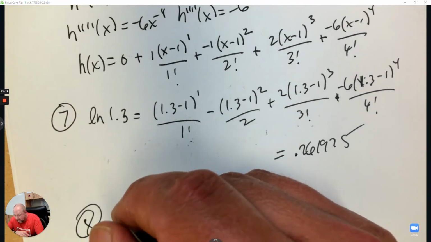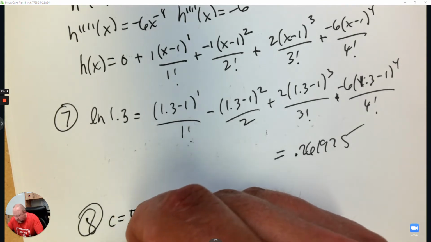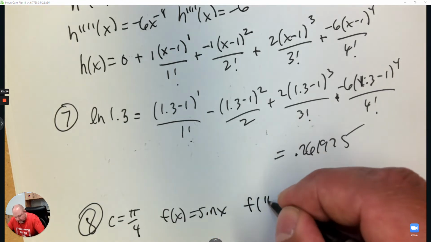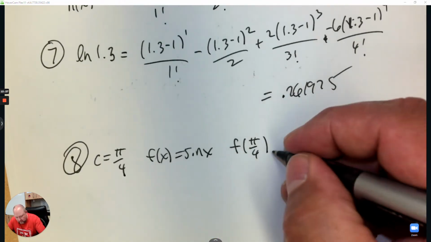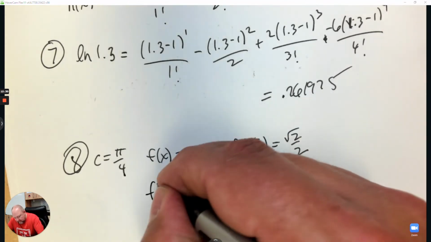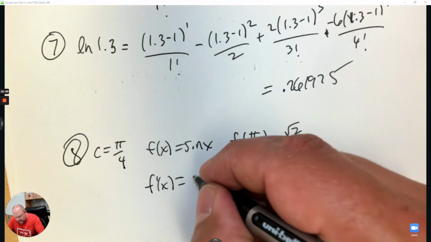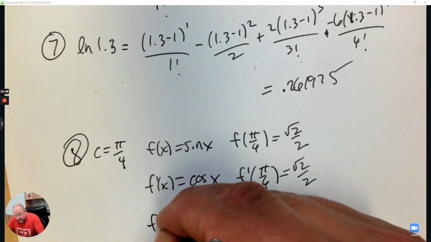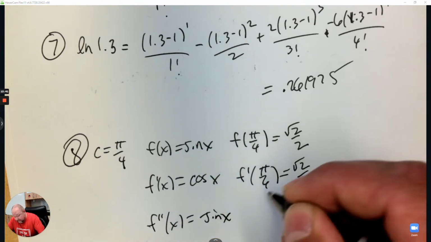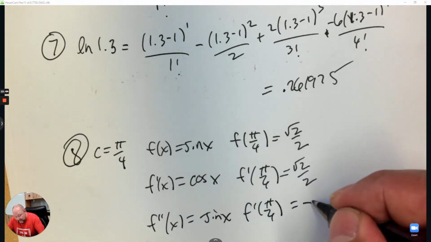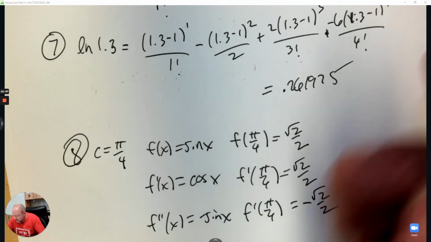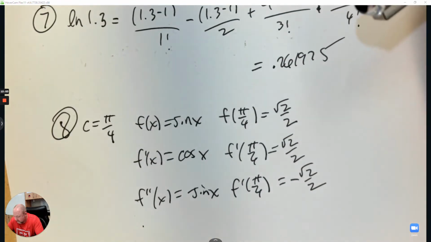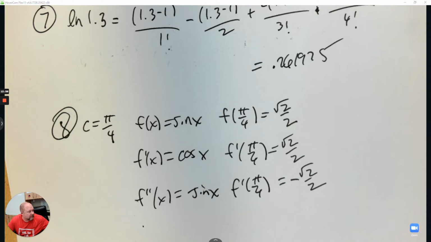Use the definition of a Taylor. So c equals pi over 4. And f at x equals sine x. So first of all, the y coordinate at pi over 4 is root 2 over 2. The derivative of sine is cosine, and the derivative there is the same answer, root 2 over 2. The second derivative is going to be negative sine. So if I plug in pi over 4, it's negative root 2 over 2. We'll stop at 4.